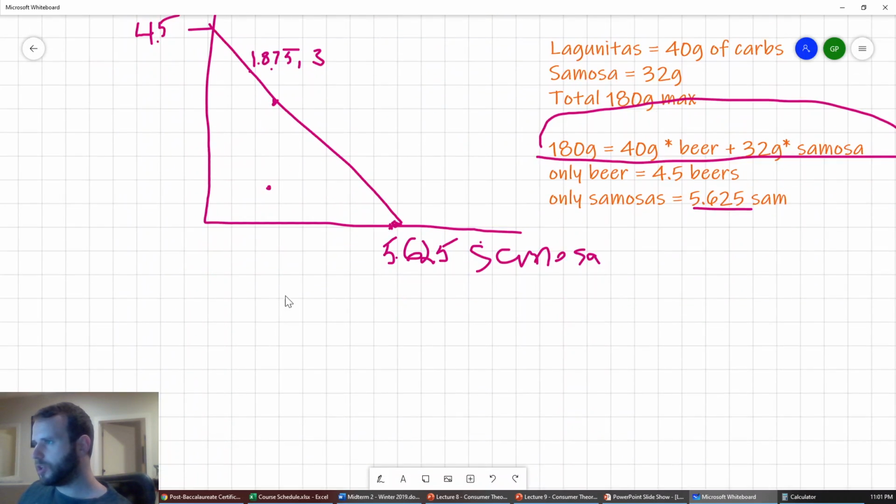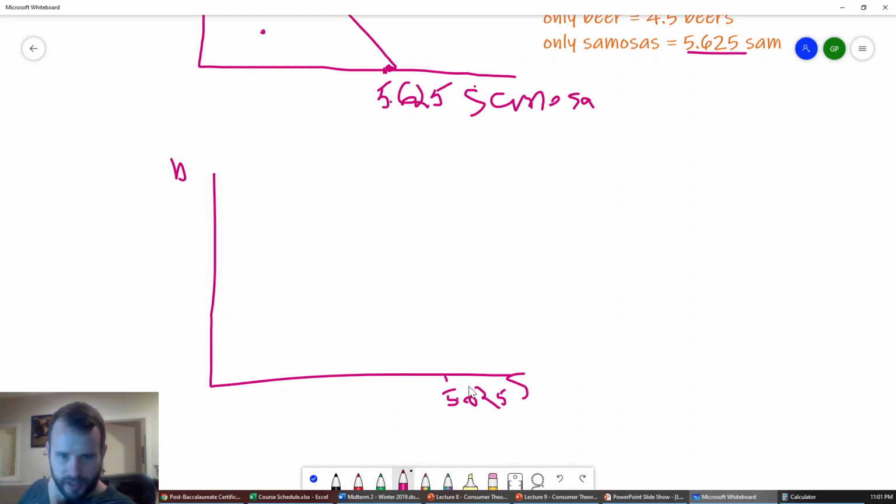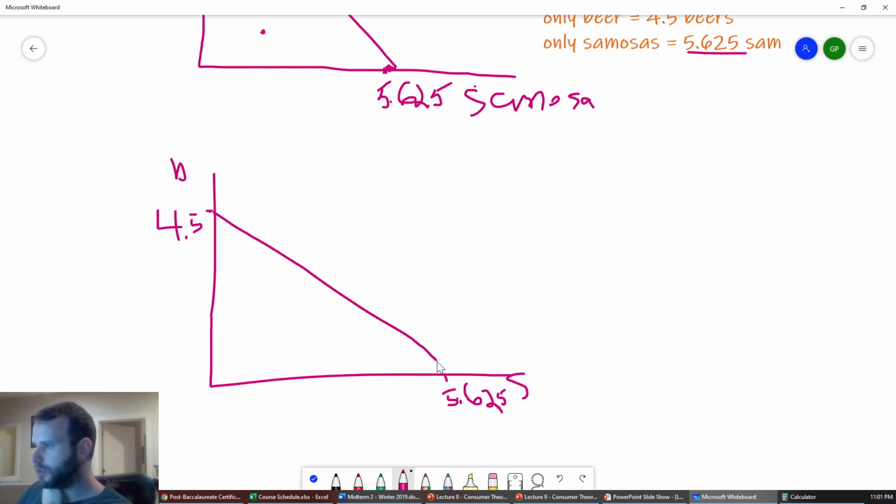Actually, I have it already drawn. Let's redraw it. So we have S, right? Samosas at the bottom. And we have B up top. And this is like 5.625. Geez, that's hard to read. Should be 5.625 samosas and 4.5 beers. Then we have a line. Okay, and then we had 3 indifference curves.